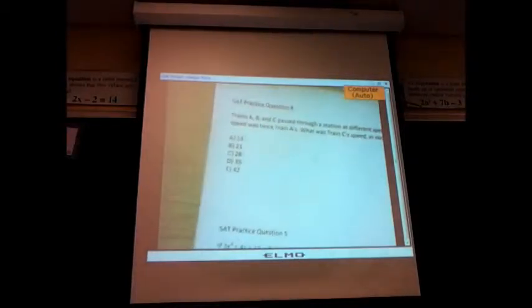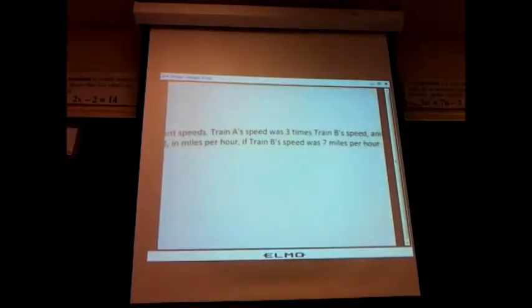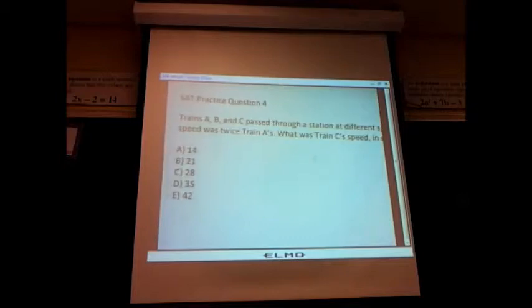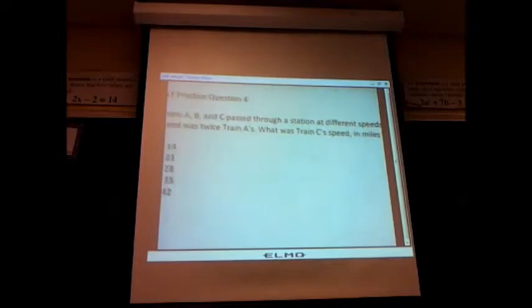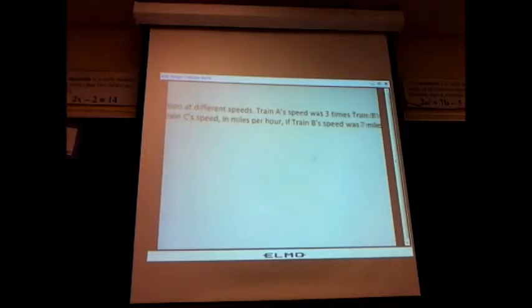Okay, my first question, number 4. Trains A, B, and C pass through a station at different speeds. Train A's speed was 3 times train B's speed, and train C's speed was twice train A's. What was train C's speed in miles per hour if train B's speed was 7 miles per hour? Oh my goodness, what the heck is that talking about?